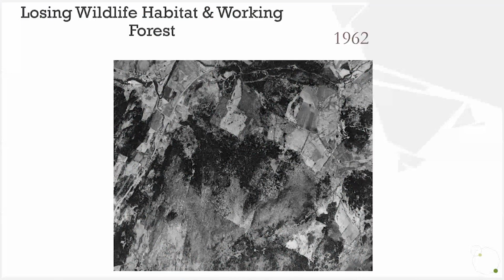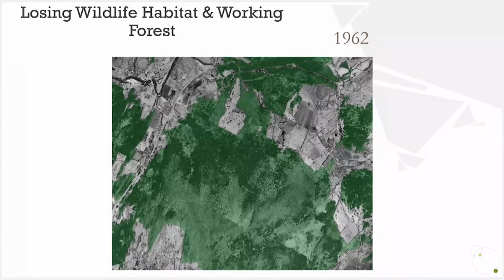So just to give you an example for what we mean when we talk about fragmentation of large forest blocks, I want to show you a visual example from a location here in Vermont. This is along the Waterbury and Stowe town line. And what we're looking at is an aerial image from 1962. What we did was we went back to that image and we colored in everything that is forest. And so what you can see here, let me get my laser pointer up.